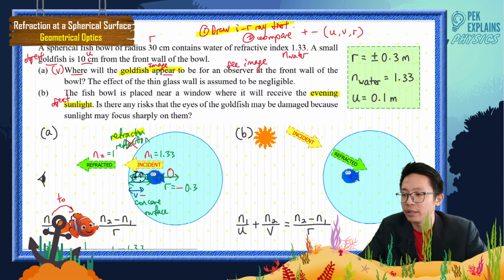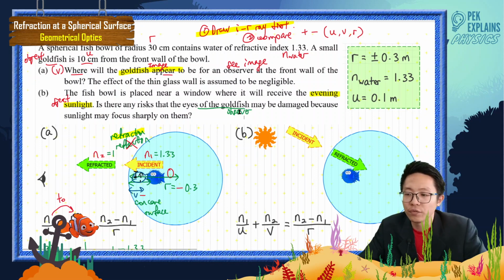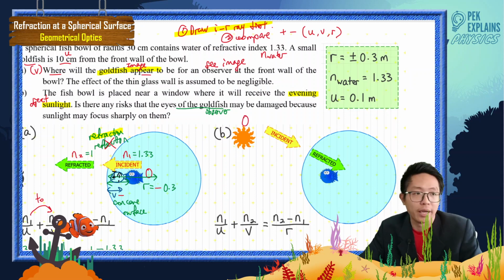Now, who is the observer? The eyes of the goldfish. So now the goldfish is the observer. That means this goldfish wants to see the object, the sunlight. So you must draw the incident ray and refracted ray. Where does the light come from? It comes from the object. This is the object, so light must come from the object.